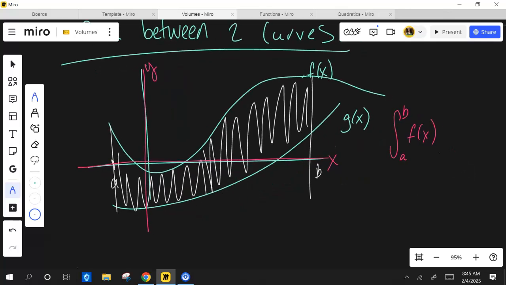Okay, look, I'm going to do pink. Pink would give me this, and this, right? That's exactly what we're going to do.